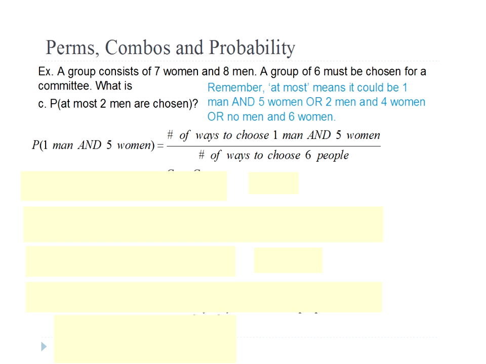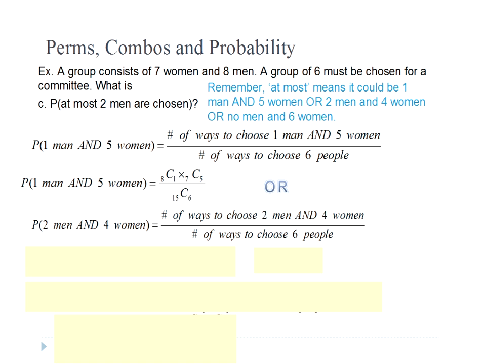So let's take a look. I'm going to find the probability of 1 man and 5 women. Looking at the numerator here, I'm choosing 1 man out of a group of 8, and then I'm choosing 5 women out of a group of 7. So I'll have 8C1 times 7C5, or, which will end up being added, I can have 2 men and 4 women. So 8 choose 2 times 7C4. Again, divided by 15 choose 6, because that's what I'm doing in general here.